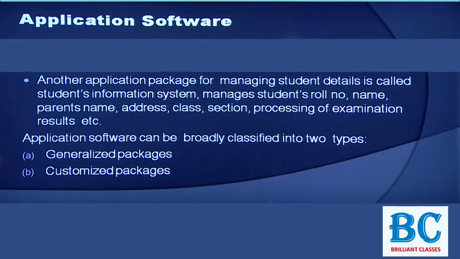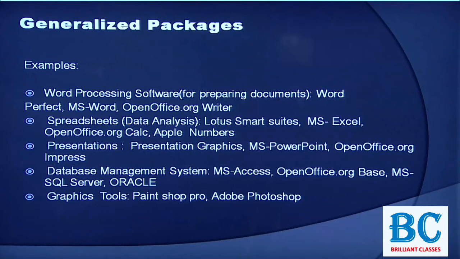Application software can also be broadly classified into two types: generalized packages and customized packages. For generalized packages, you have various examples. These are basically word processing software, spreadsheets, presentations, database management systems, graphics tools. Generalized packages are basically user-friendly software written to cater to users' very general needs, such as preparing documents, drawing pictures, as you can see in the list.